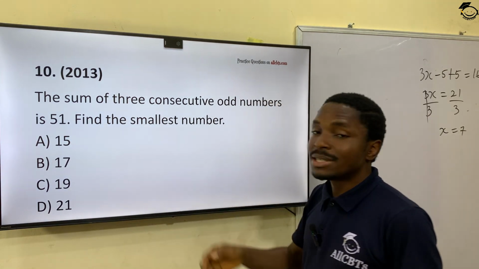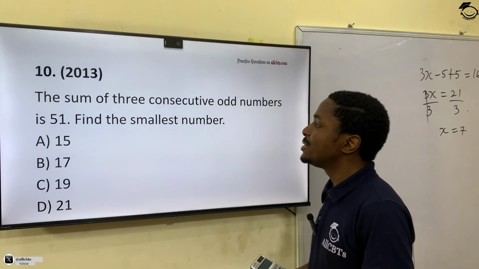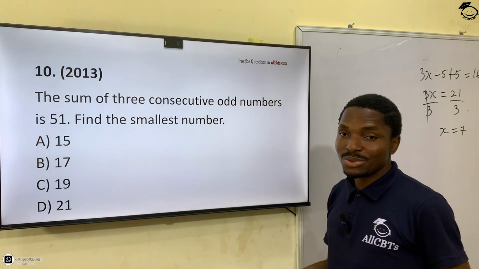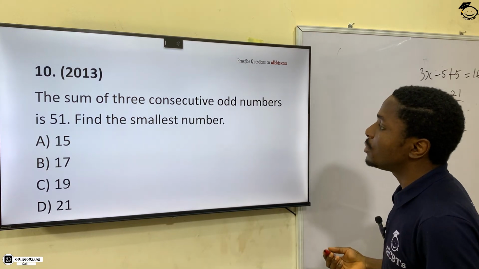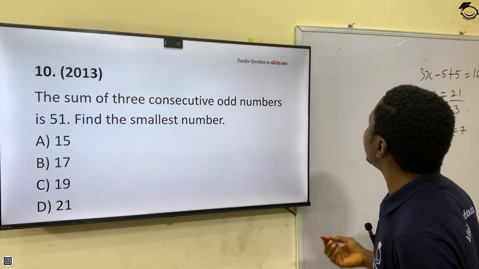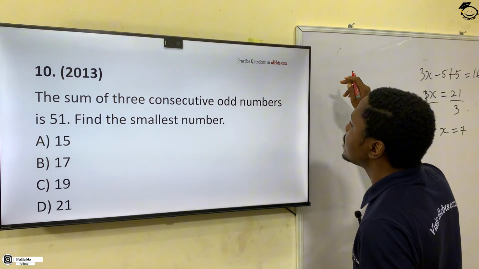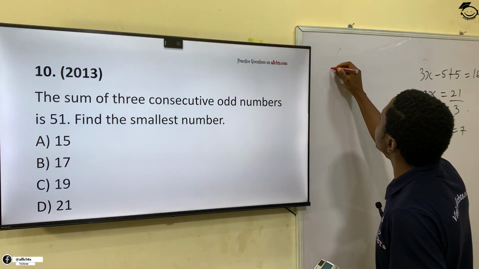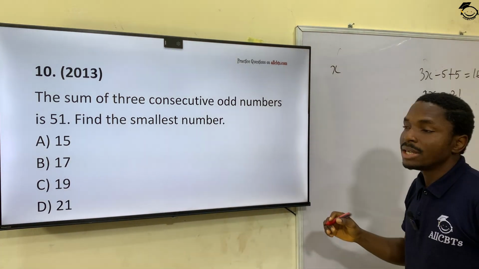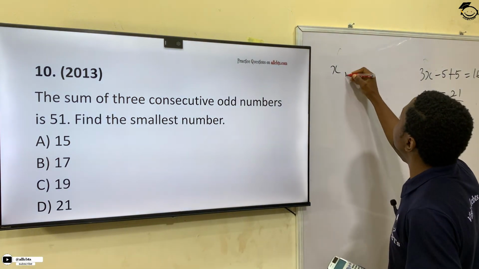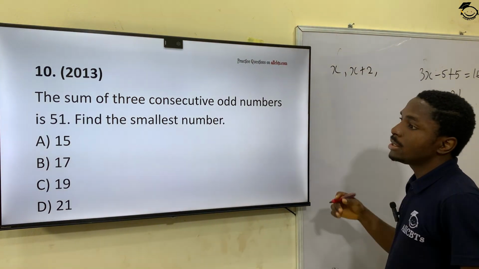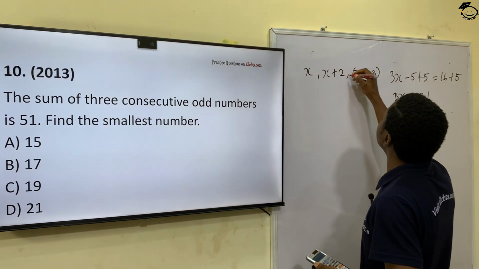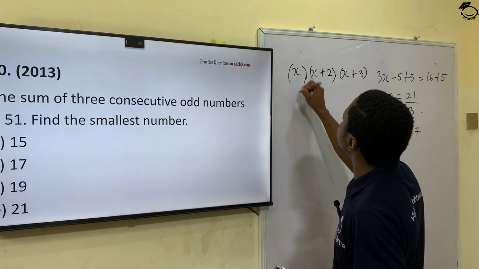Find the smallest number. Okay, so 3 consecutive odd numbers, that's numbers that cannot be divided by 2, sum to 51. Find the smallest number. Let's say the first number is x. Then the next number is x plus 2. And then the third number, let's say x plus 3. So let's say these are the 3 numbers.